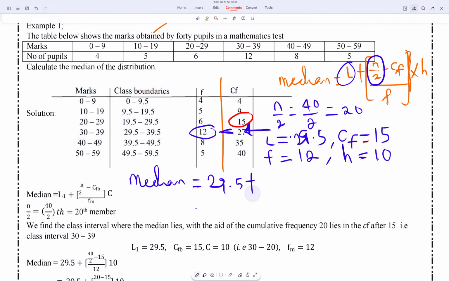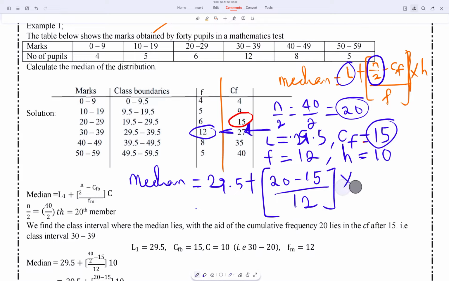Plus, then you open a bracket, your n over 2. You've gotten your n over 2, which is what? 20. So that's 20. You can still write 40 over 2 if you want. That's 20 minus the CF, that's what? 15. So that's 15 over the frequency, that's 12. Then close the bracket, multiply by what? By 10. Do you see that now?